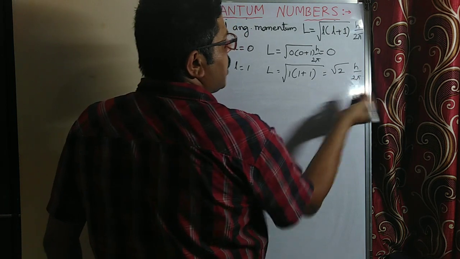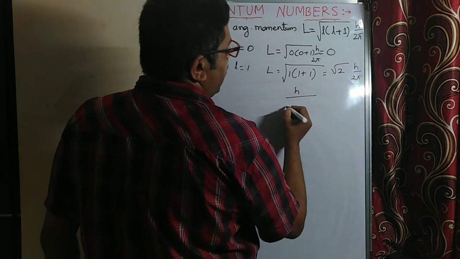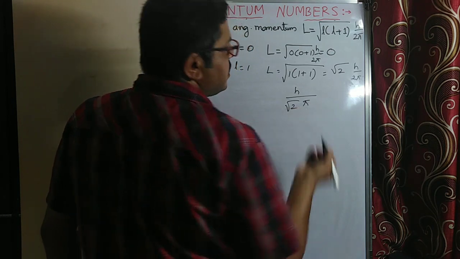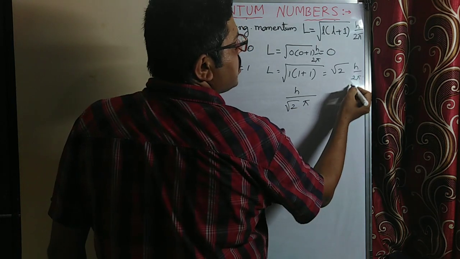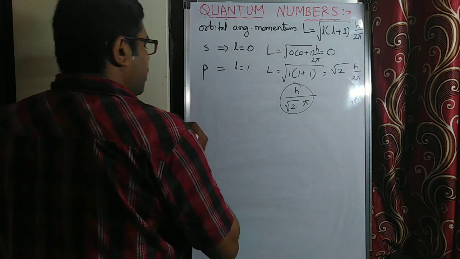Remember, in the exam this option can be given like this also: h by 2 pi written as root 2 into root 2, so root 2 gets cancelled, giving h by root 2 pi. This is also correct. Like this it can also be given.